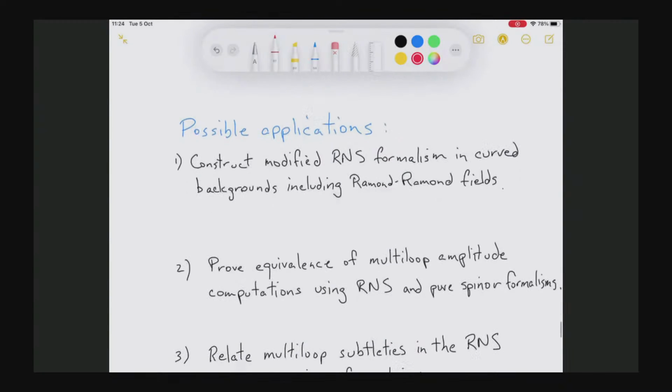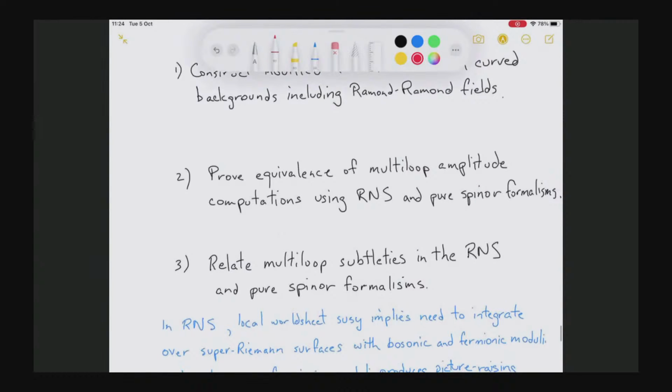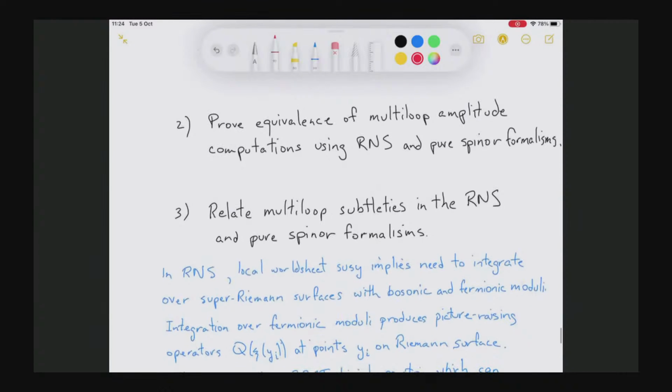Okay, a more ambitious thing one would like to do is to prove equivalence of the amplitude computation. As I mentioned, if you're doing Neveu-Schwarz computations, at least tree amplitudes, it's completely straightforward to show equivalence. For tree amplitude computations involving the Ramond sector, it's not trivial, just because the vertex operators are very different. But suppose we just stick to Neveu-Schwarz scattering. At tree level, it's trivial to show that they're equivalent.